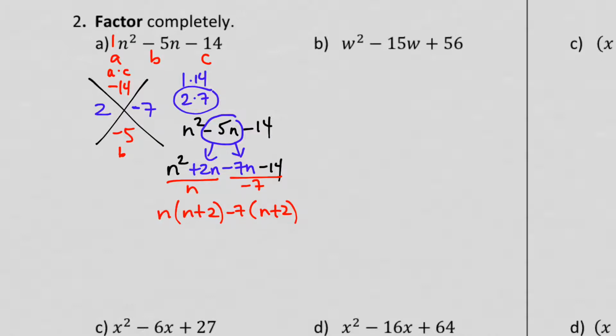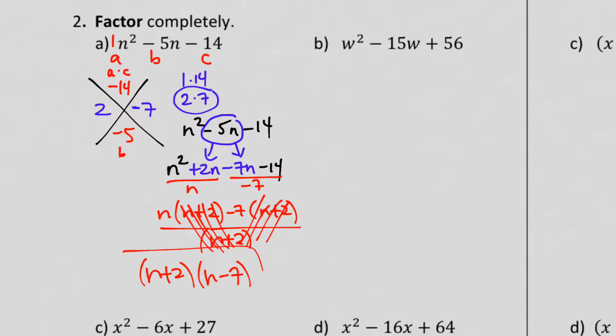At this point, I can then do one more division. I can divide out n plus 2 out of the whole thing. So I get n plus 2 as one factor, then n minus 7 as the other factor. And so I've now factored this quadratic.